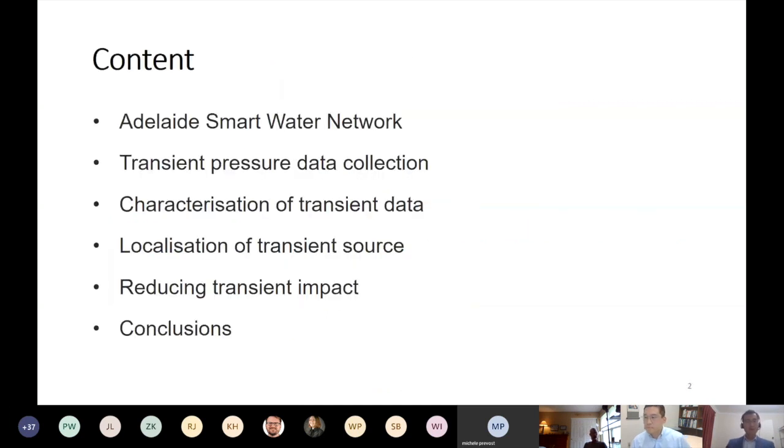I will give a very brief background introduction of where the work was conducted, and then talk about the transient pressure data we collected and how we characterize the transients with the focus of understanding the source of the transient events. Then we did some research in terms of mitigating the transient impact.